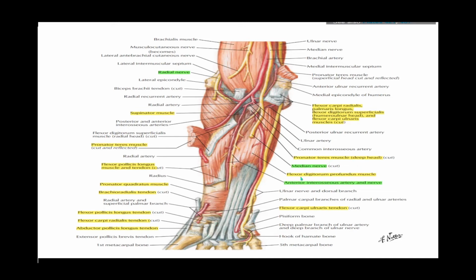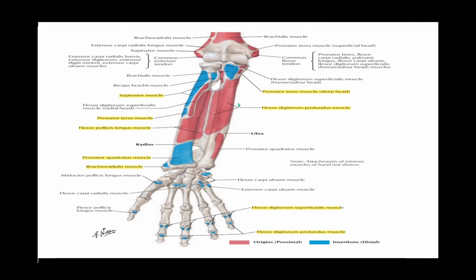Okay. Then this is flexor digitorum profundus. Analyzing the name, flexor means it's a flexor muscle. Digitorum means the digits, goes to the digits, the fingers, and profundus means deep. Superficialis means superficial. Profundus means deep. So the flexor digitorum profundus has an extensive origin from the upper half of the anterior surface of the ulna and the adjacent part of the interosseous membrane.